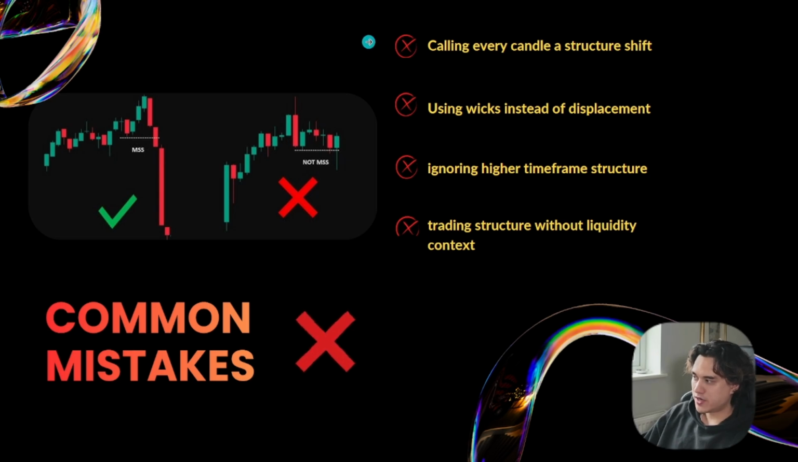First, calling every single candle a structure shift. You need to look at the significant swings and not the noise. Second, using wicks instead of displacement. A wick is not a commitment, a body closure is. Third, ignoring higher time frame structure. The daily chart structure is far more important than looking at the 1-minute chart. And finally, trading structure without liquidity context. Structure tells you who is in control, but liquidity is the one that tells you where they are likely to go. You need to have both.